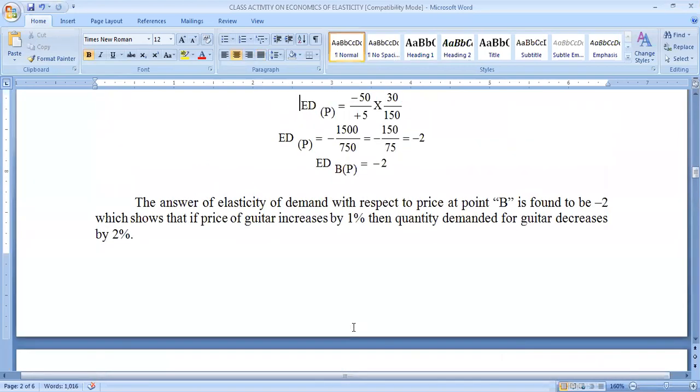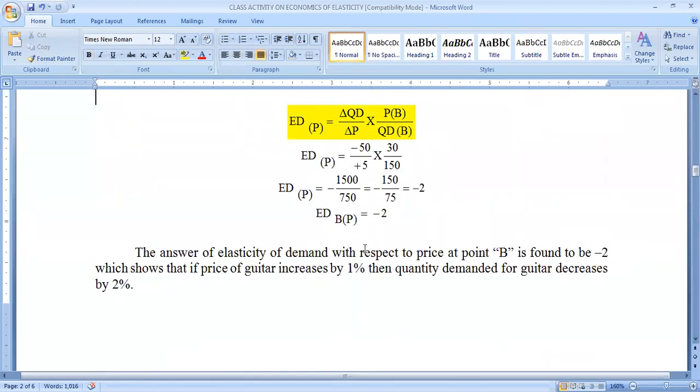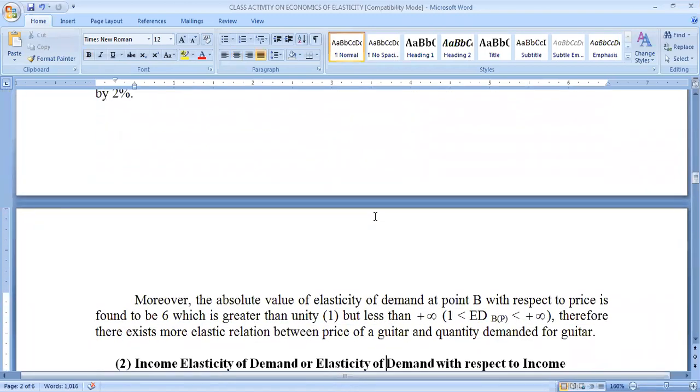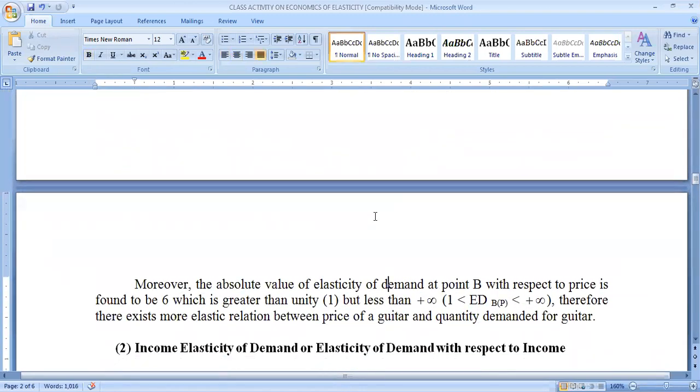Why is the direction opposite? Because if you look at the sign, which is negative, this negative sign shows that the relation between the price of guitar and the quantity demanded for guitar is negative. That is why the direction for price and quantity demanded is inverse. Moreover, the absolute value of elasticity of demand at point B with respect to price is found to be 2. Since I've highlighted the term absolute value, that is why the answer is plus 2, right?